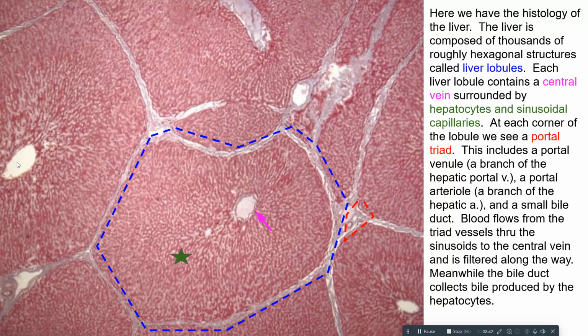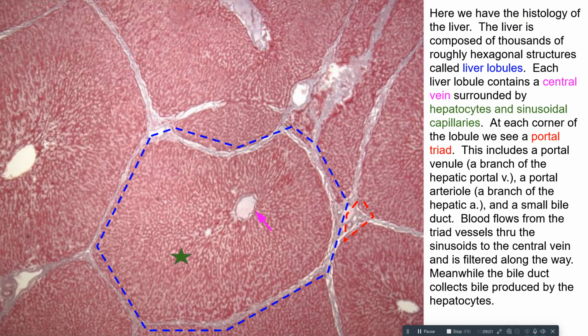In the middle of each lobule, I see a lumen of a central vein. So the middle of each lobule, there is a central vein. The central vein is then surrounded by liver cells or hepatocytes, as well as sinusoidal capillaries.